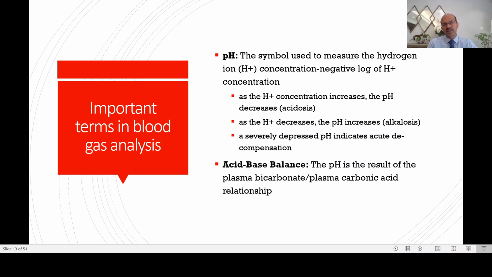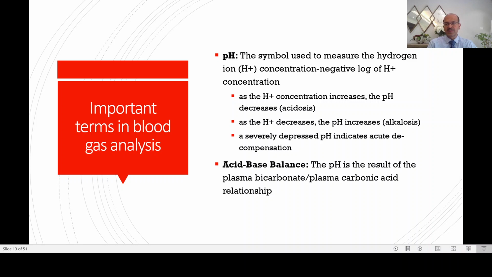So, some of the important terms in blood gas analysis. pH is a symbol used to measure the hydrogen ion concentration. It's a negative log of the hydrogen ion concentration. As the hydrogen ion concentration increases, the pH reduces, which we call acidosis. As the hydrogen ion decreases, the pH increases, which is called alkalosis. A severely depressed pH indicates acute decompensation.